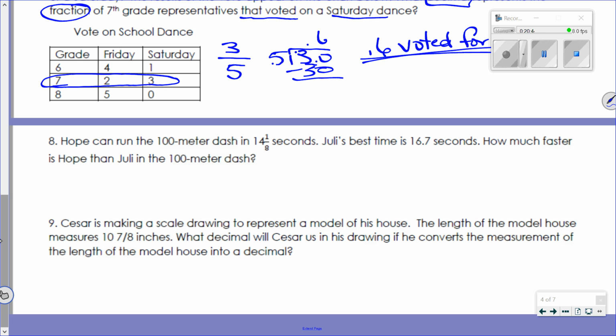Go ahead. Okay, class is gone, but I'm going to do these last couple just so you've got the information should you want to check your own answers. So Hope ran the 100-meter dash in 14 and 1/8 seconds. Julie's best time was 16 and 7/10 seconds. How much faster is Hope than Julie in the 100 meter dash?